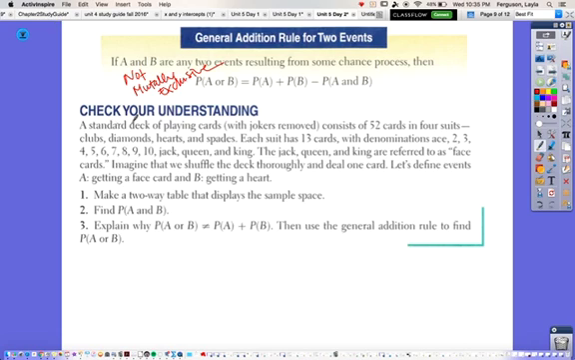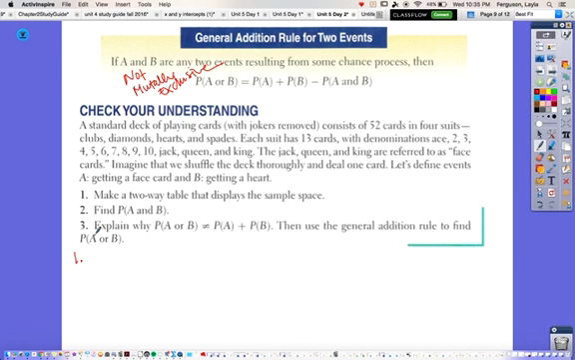So, check your understanding. A standard deck of playing cards with jokers removed consists of 52 cards and 4 suits: clubs, diamonds, hearts, and spades. Each suit has 13 cards with denominations ace, 2, 3, 4, 5, 6, 7, 8, 9, 10, jack, queen, king. The jack, queen, and king are referred to as face cards. Imagine that we shuffle the deck thoroughly and deal 1 card. Let's define event A as getting a face card and B as getting a heart.